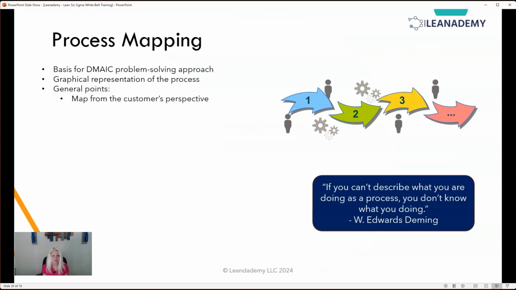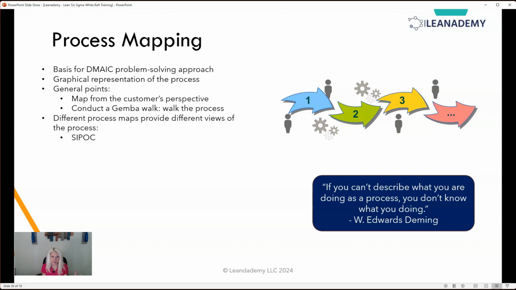Some general points: we want to map the customer's perspective, not internally to the organization, but really understand how things happen for a customer. And we do Gemba walks. We walk the process. Gemba means go to the place where the process takes place. There are different process maps to provide different views of the process.